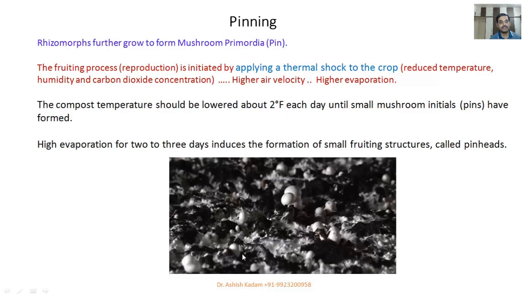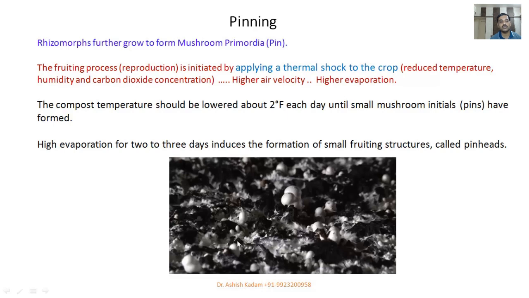These are all small pins, and these small pins are formed from thick strands, thick rhizomorphs. So there are small hyphae, like you can see in this picture. There are small thin threads, and these thin threads fuse together, meet together, and form the rhizomorphs. They form the thick threads, and these thick threads convert into the pins. So you can see these pins, and that is called the fructification.